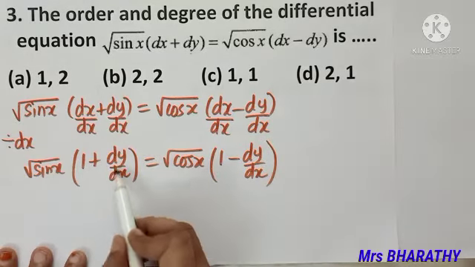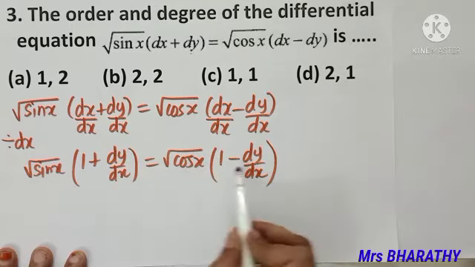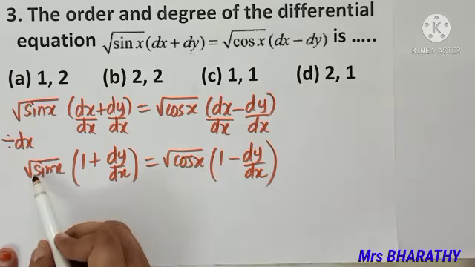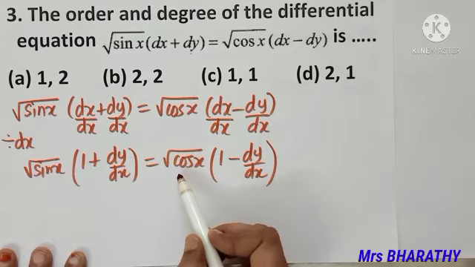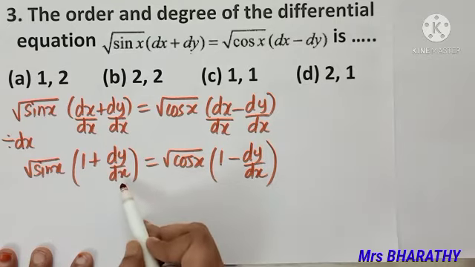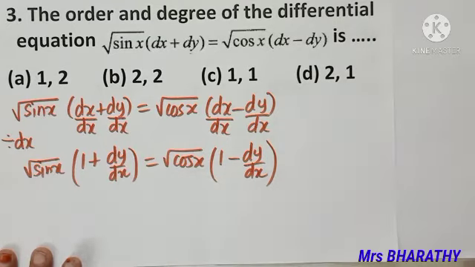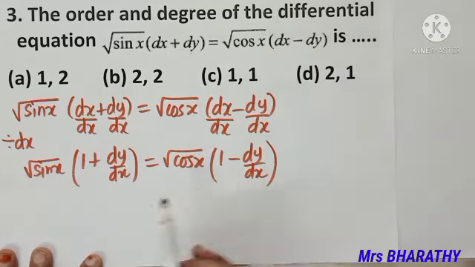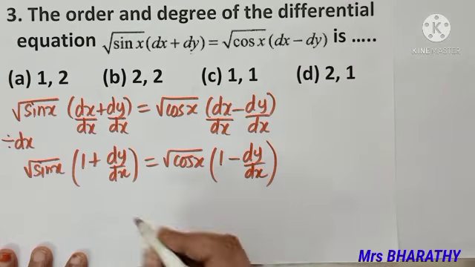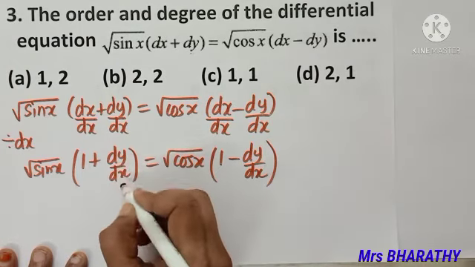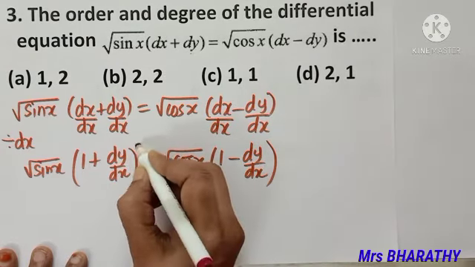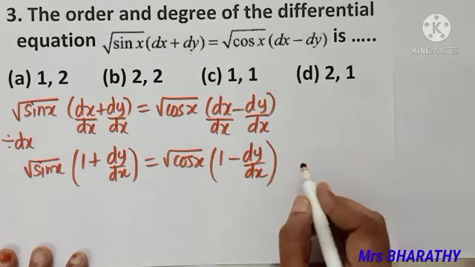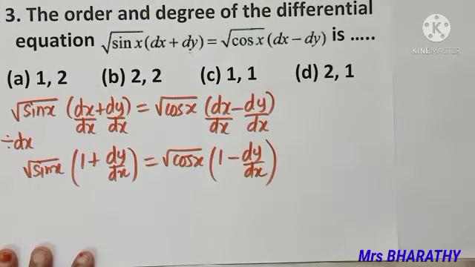Now dy by dx does not have any radical symbol. We can have root sin x, root cos x in the question. dy by dx should be free from any coefficient. Even if I bring it to the left, dy by dx does not get cancelled. So the order we have is 1, and the whole power, nothing, tells me 1. So the degree is also 1. So the right choice is 1, 1. Option C is the right choice.